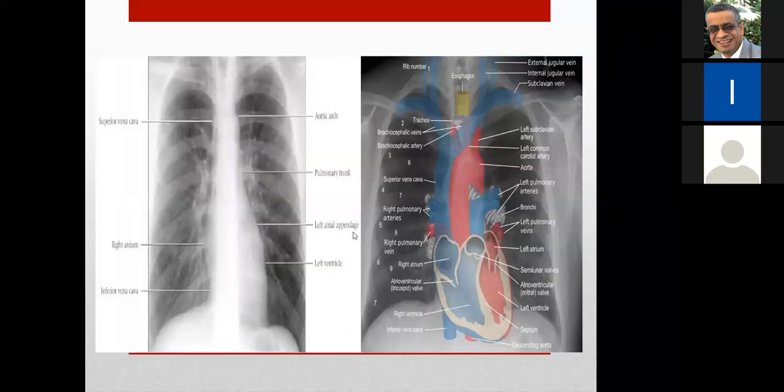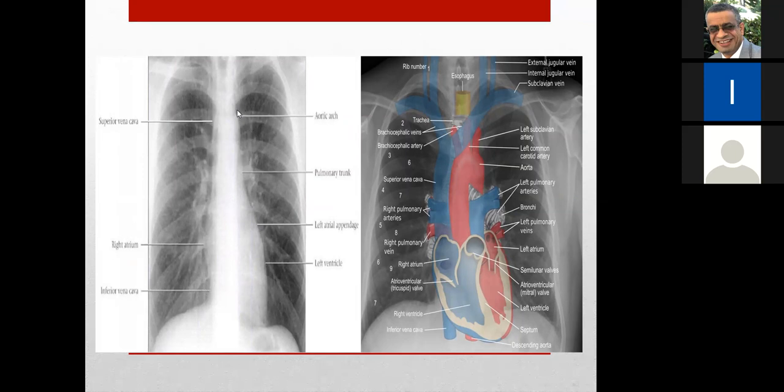This is a frontal chest x-ray showing the mediastinal borders. On the right side, the right mediastinal border is formed from superiorly to inferiorly by, first, the brachiocephalic vein, and then the superior vena cava. More inferiorly is the right atrium, and the last one is the inferior vena cava. This is on the right side.